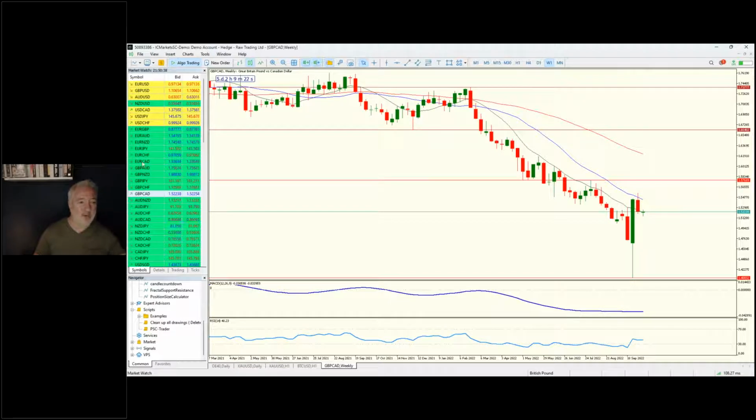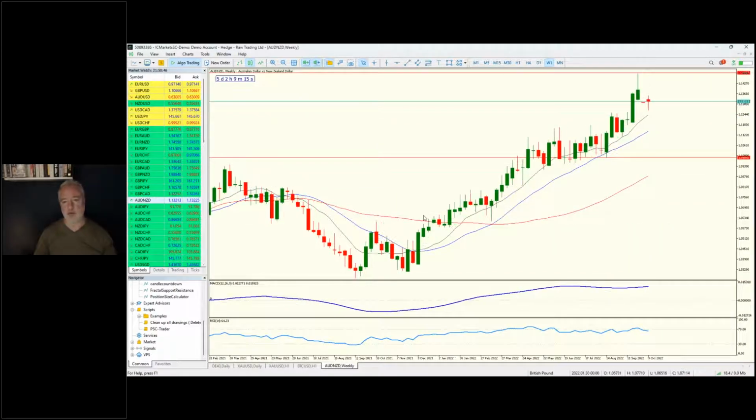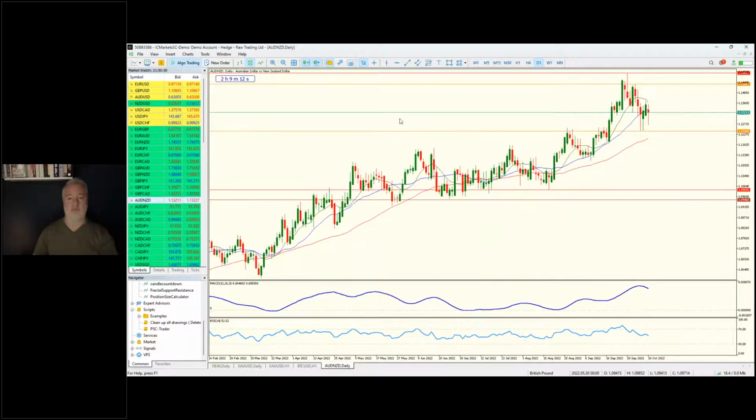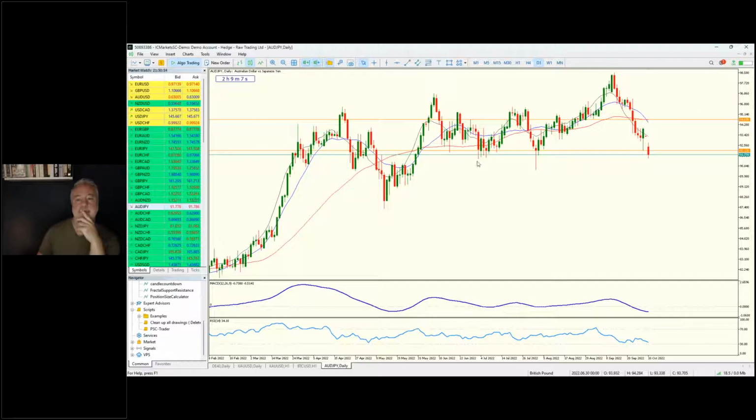I would say more of the Euro pairs look stronger, look more bullish. Some of the pound pairs look bullish, a couple look bearish. Let's go through the rest quickly. Aussie Kiwi looks more bullish than bearish. Aussie Yen. Okay, so now we're starting to test the lows here.